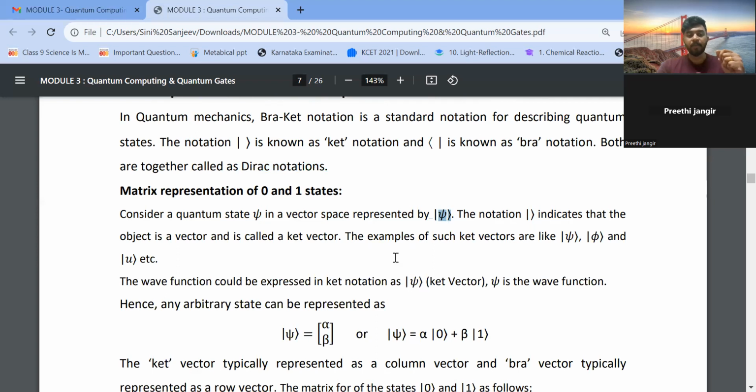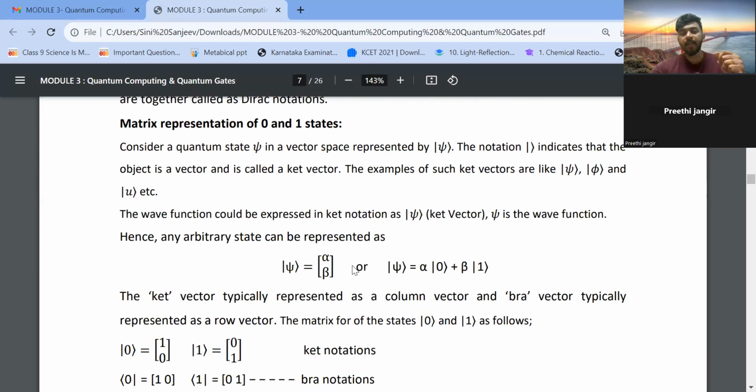Maybe in the future you'll have it. But if you're computer science students, you won't get it. Okay. And psi, we already have discussed in the first chapter. Psi is the wave function. Correct. So psi is nothing but alpha and beta.